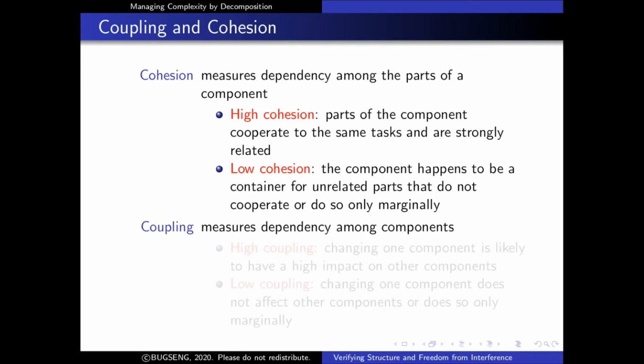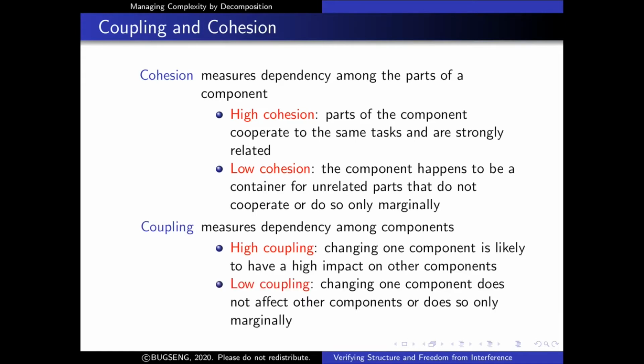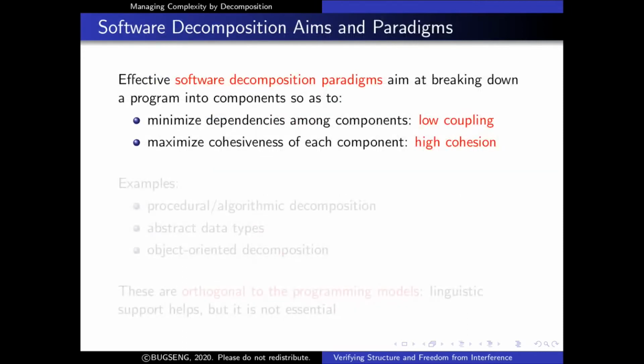Okay. The other measure is coupling. Coupling measures dependency among components. So when you have high coupling, it means that changing one component can likely have a high impact on other components. So high coupling is not a good thing, as you can guess. And low coupling means that changing one component does not affect or only affects marginally other components. Okay, so effective software decomposition strategies aim at breaking down programs into components so as to minimize dependencies among components, so low coupling, and maximize cohesiveness of each component, so high cohesion.